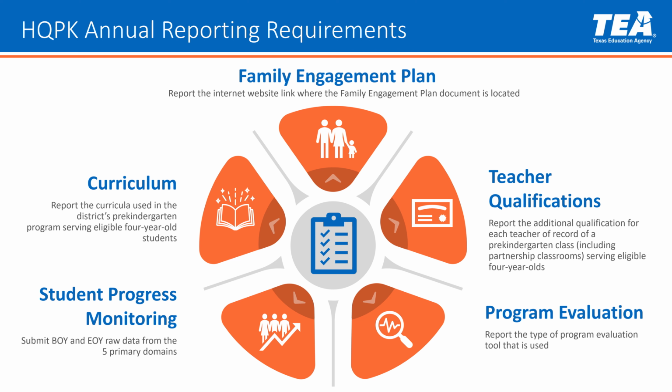Program evaluation. This is a code table where LEAs report how they evaluated their pre-kindergarten program. Student progress monitoring. This is a code table where LEAs submit BOI and EOI data from the 5 primary domains from the appropriate assessment tool from the Commissioner's list. And finally, curriculum. This is a code table where LEAs report the curricula used in the pre-kindergarten program. We will discuss these elements more in just a few slides.